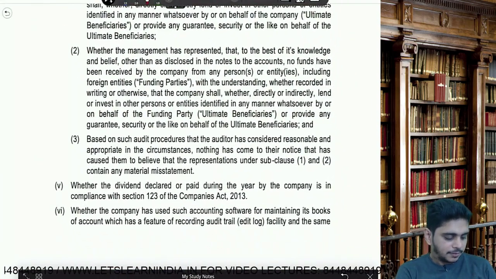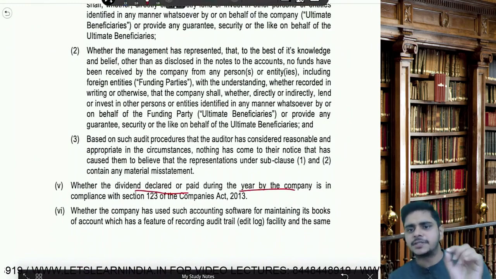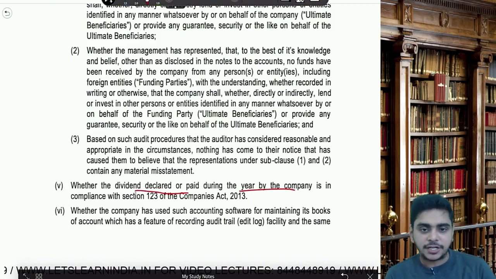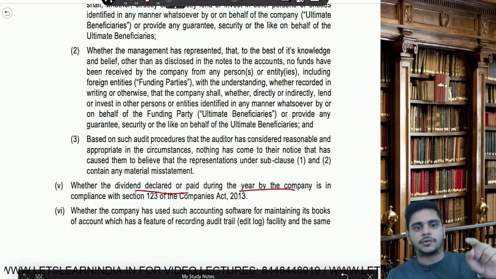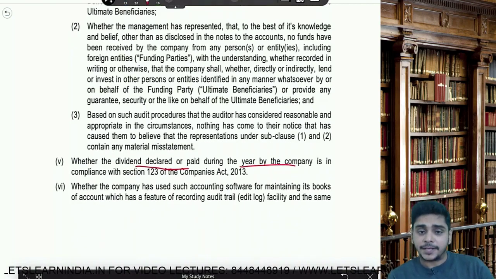Then, whether the dividend declared or paid during the year by the company is in compliance with section 123. They can ask this in the exam. So if the dividend is not complied, as an auditor you will write in the report as per section 143 subsection 3. Then audit trail.